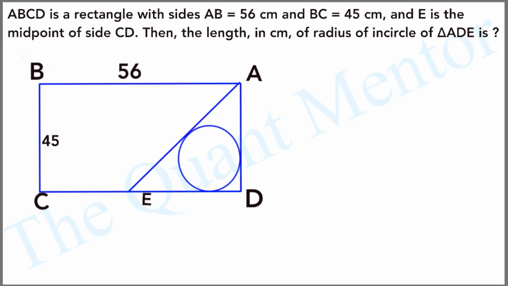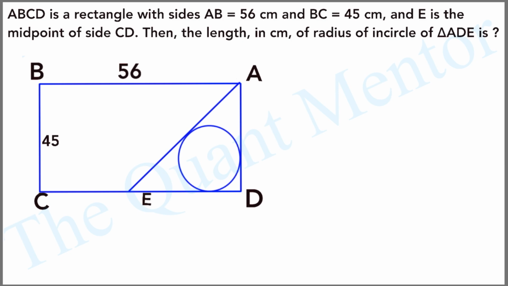So the situation is as shown in the diagram here. ABCD is a rectangle with sides AB being 56 and BC being 45. E is the midpoint of side CD. So this is the point E, the midpoint of side CD. Then the length in centimeters of the radius of the incircle of triangle ADE is?